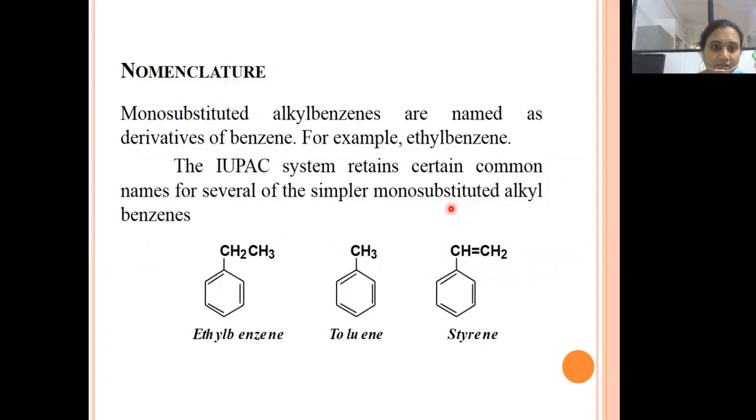Coming to the nomenclature, monosubstituted alkyl benzenes are named as derivatives of benzene. For example, ethyl benzene, where only one substitution is there on the benzene ring. Benzene with a CH3 group is known as toluene. This is styrene. The IUPAC system retains certain common names for several of the simpler monosubstituted alkyl benzenes. This single substitution benzene we call monosubstituted alkyl benzenes.